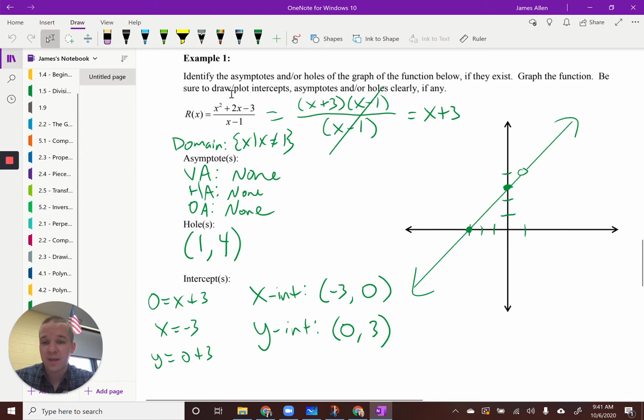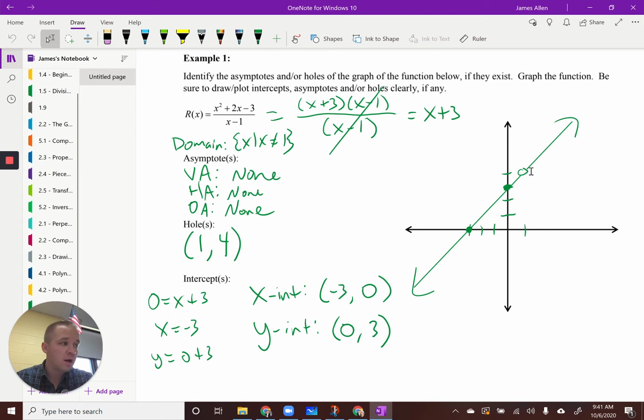If you were to graph this in your calculator, it would look exactly like the line y equals x plus 3, because your TI-84s don't show the holes there, right? In your table of values, it would come up as an error at 1, but you wouldn't see it on the graph. It would just look like a line.